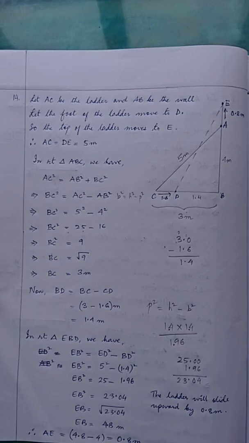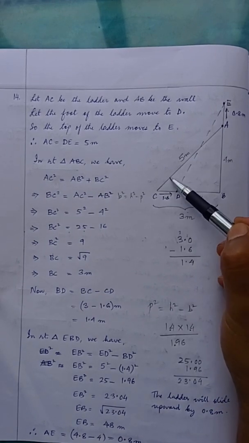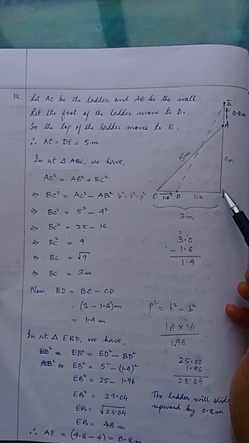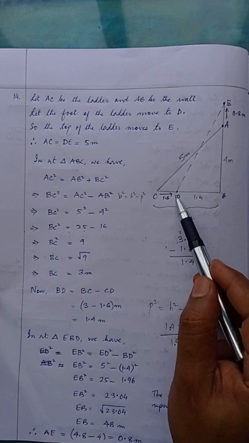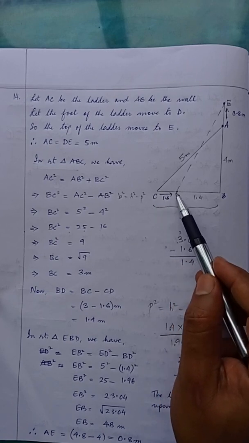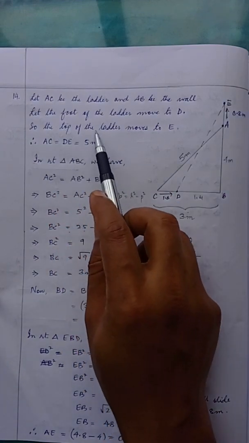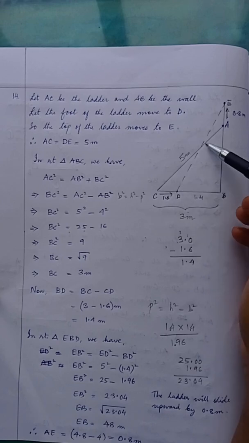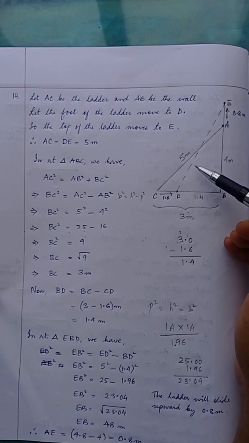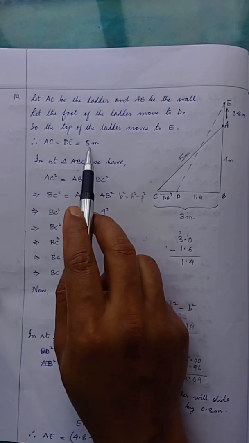So here let AC be the ladder and AB be the wall. This is a ladder, the initial position is AC, and this is the wall. Now let the foot of the ladder C move to D. If this is moving this way, the ladder has to slide upwards to E. So the top of the ladder moves to E. Now you can see both of these, this line and the dotted line, that is the hypotenuses, are the ladders. So here AC and DE are 5 meter each.